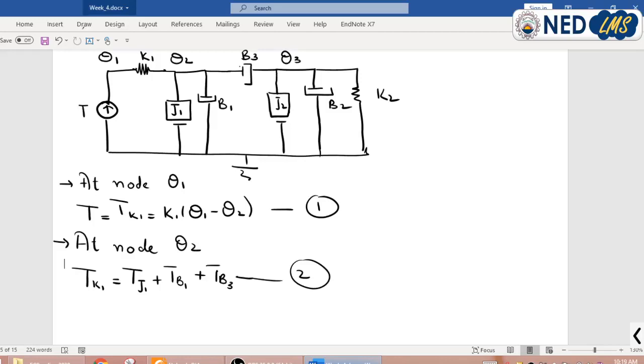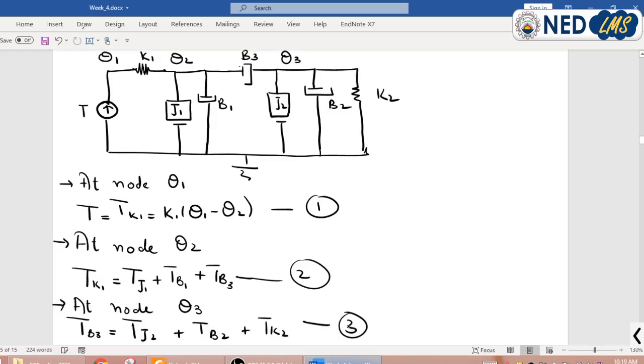At node theta 3 we have input force due to this damper, torque due to this damper, and these are the reactive torques at this node. So this will be torque of J2 plus torque of B2 plus torque of K2. This is my equation number 3. So these are the 3 equations.